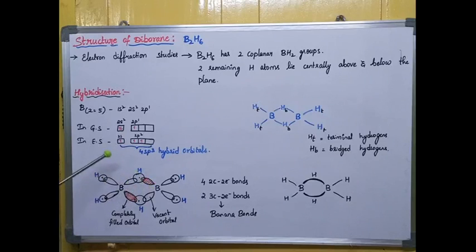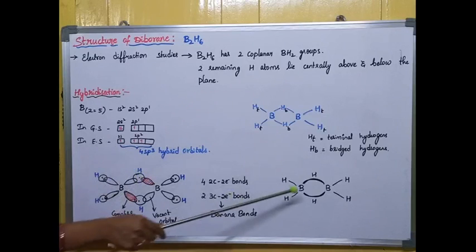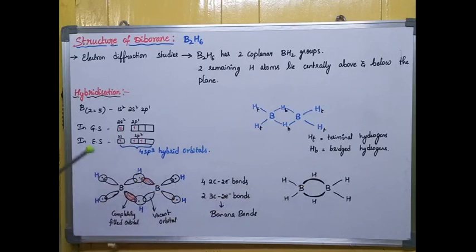Why do we call this a 3-centered 2-electron bond? Three atoms are involved, 2 borons and 1 hydrogen, so it is 3-centered, but only 2 electrons are involved in the bonding. This is the shape of a banana, so we can call it a banana bond. Here also the completely filled orbital of boron is combining with the 1s orbital of hydrogen and the vacant orbital of the other boron atom to form a banana bond.